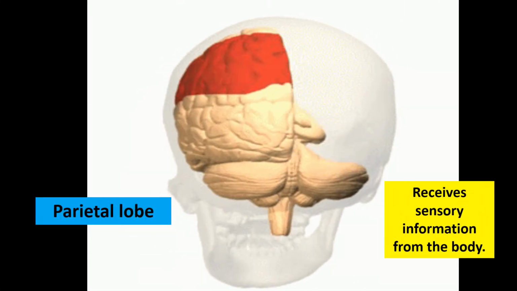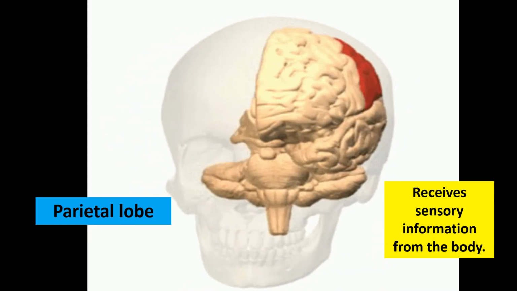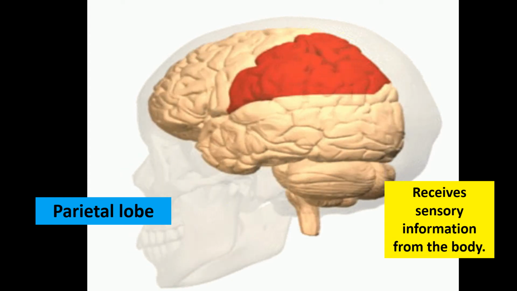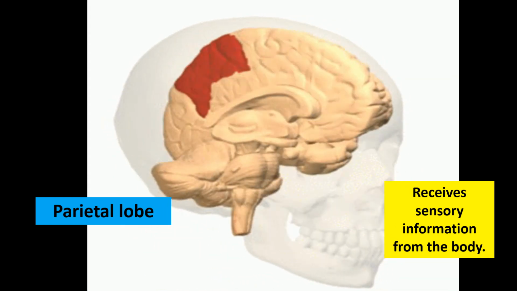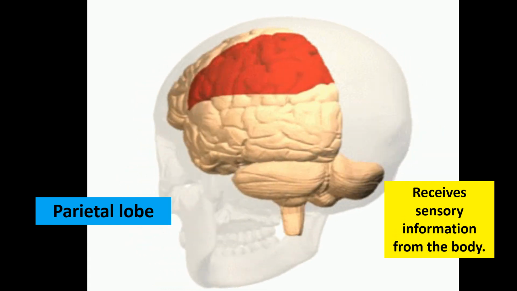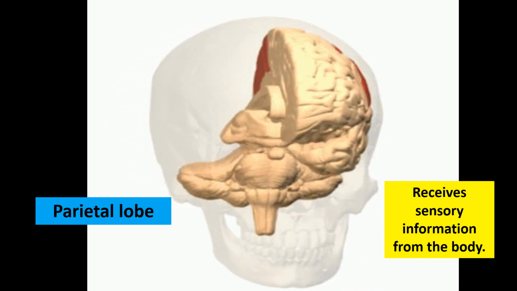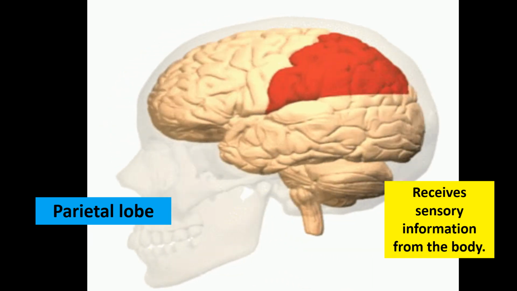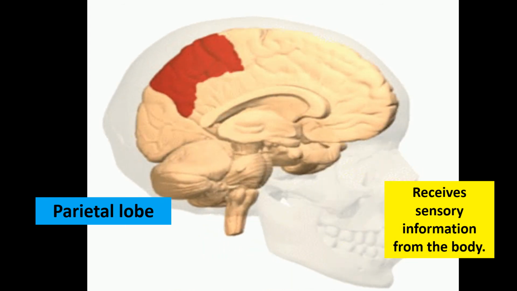So here is the parietal lobe, the upper back part of the cerebrum. This part of the brain receives sensory information coming in from the body. So information about touch and body movements and pain and temperature and balance and so on is coming to this back part. So back of the brain receives information coming in, front of the brain sends information going out.